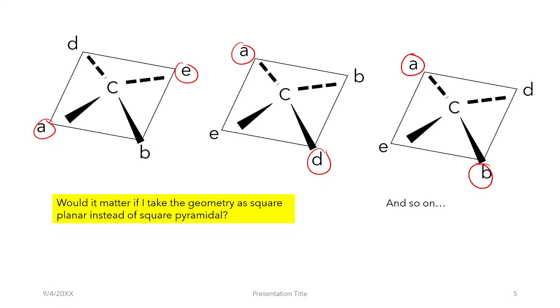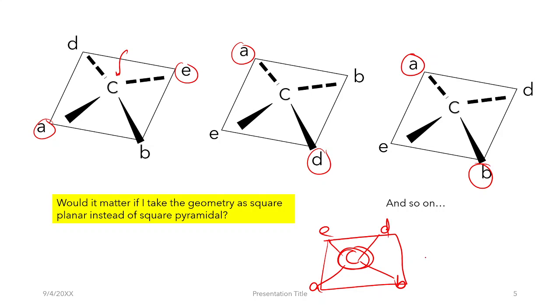So somebody can, this is very similar to what happened with square planar geometry. In square planar geometry, we had this central atom C in the plane. There's no need to draw wedge and dash now. You have A, B, D, E like this, all in the plane, and the C also is in the plane of that molecule.